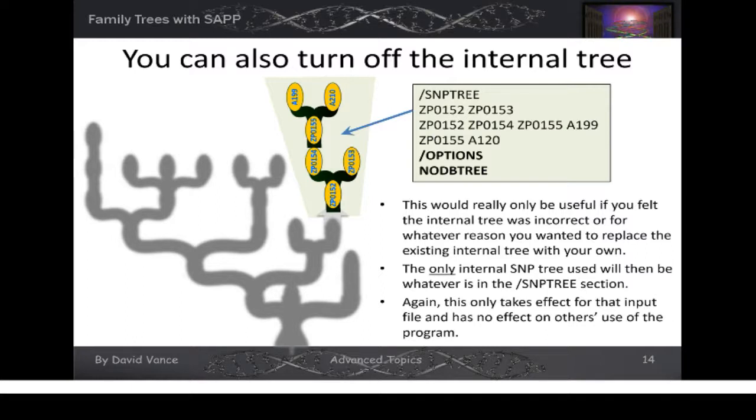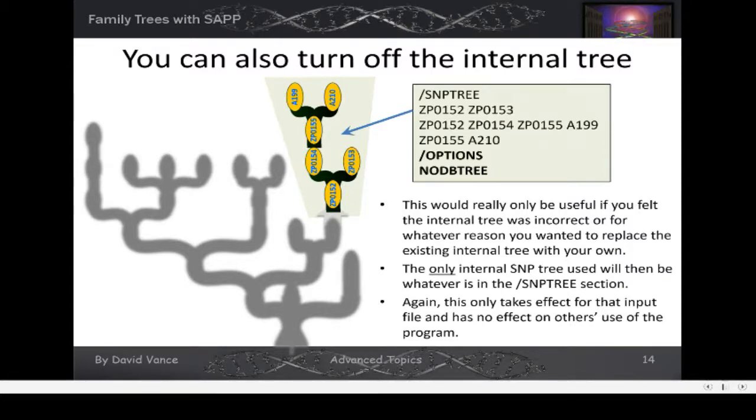But if you do have a /snip tree section, this allows you to not only add a new branch like I've put here, which in this case would become the only branch internal to SAPP, but it really allows you to respecify all of the existing SNPs that are in this section of the YSNP tree and define them yourself. So it's mostly used for overriding the internal SNP tree when you want to. Now, I should note this has no effect on the actual internal tree that SAPP uses. That still applies to everyone else that uses the tool. This only takes effect for your runs, and it's simply an on-off switch for the internal tree.